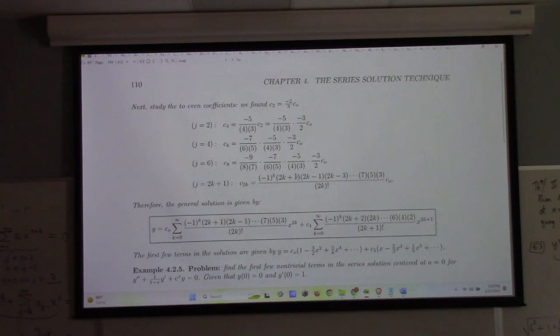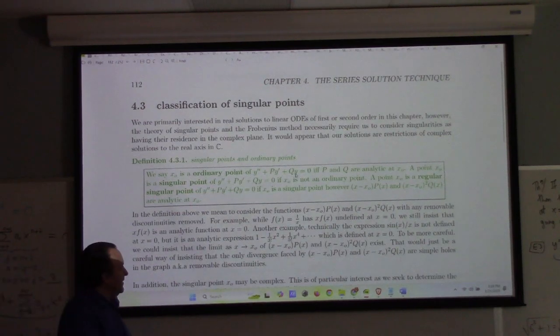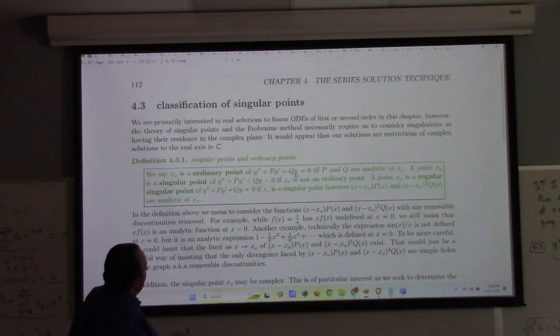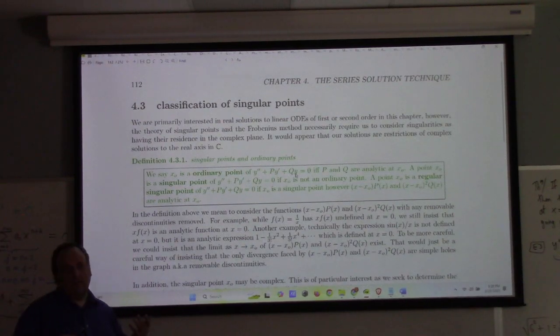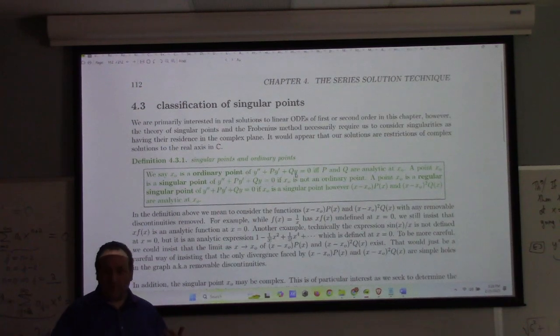So this is a definition you guys should know about. We say it's a singular point. I defined singularity over there in a somewhat vague way. There are particular kinds of singularities which are called regular singular points.